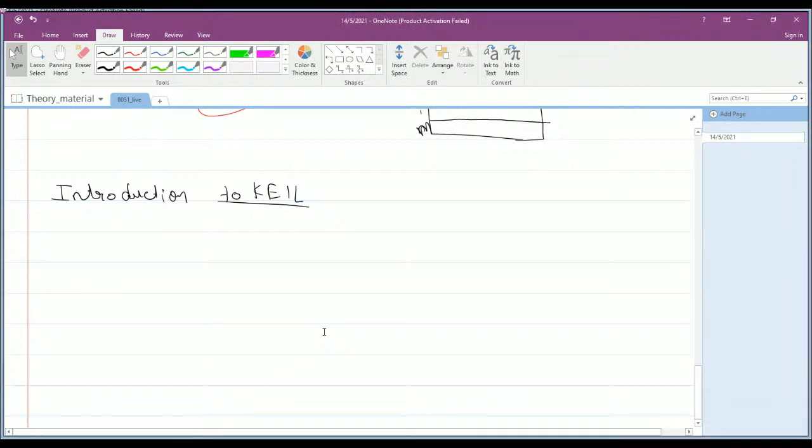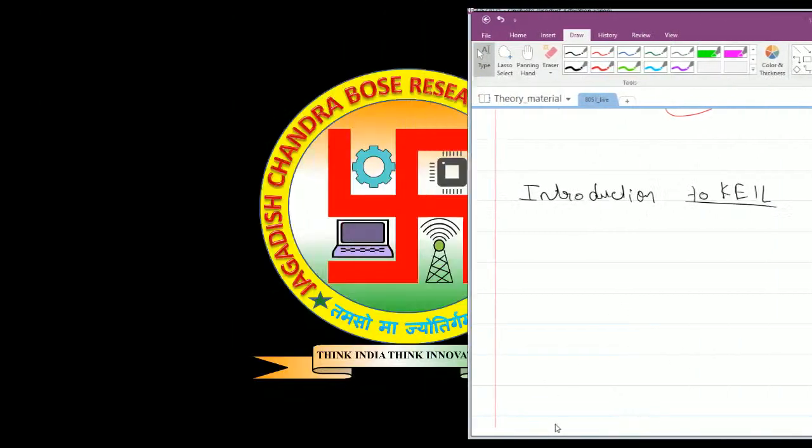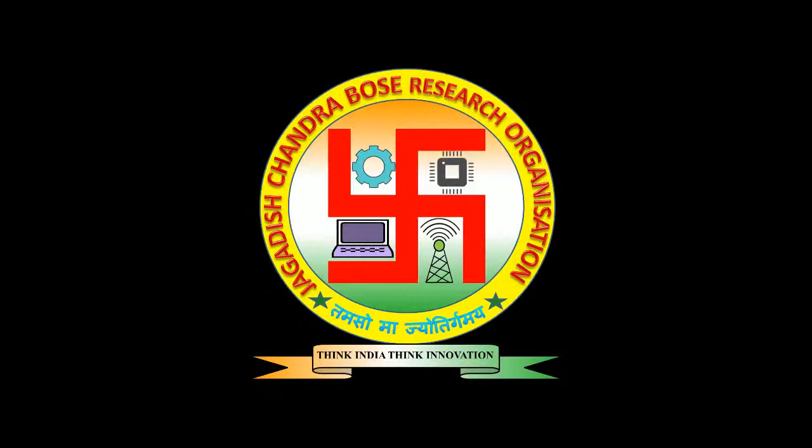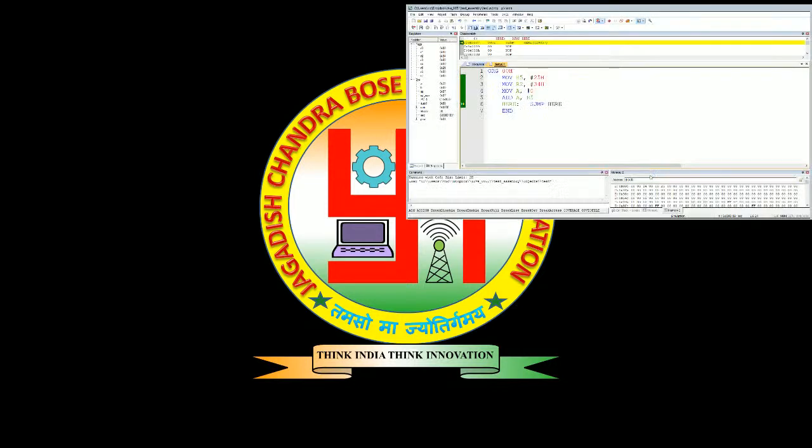Okay. Now we will go through some basics of KEIL, that means how to build a program in KEIL and how to write a small code in KEIL. So we will be jumping to KEIL now. Here it is.